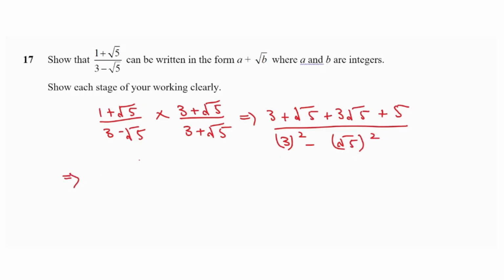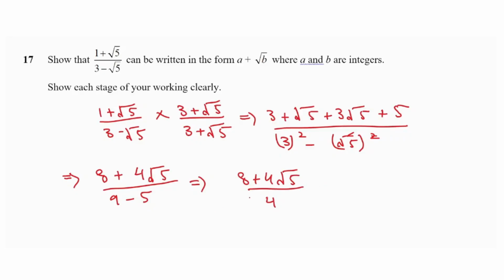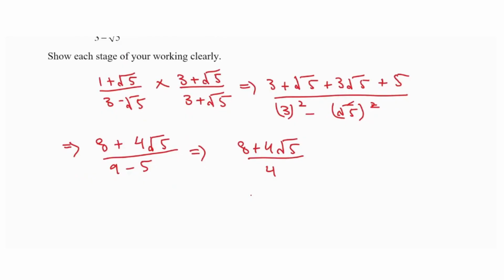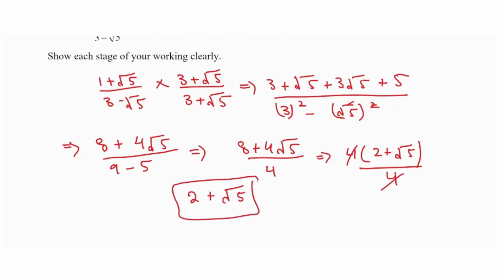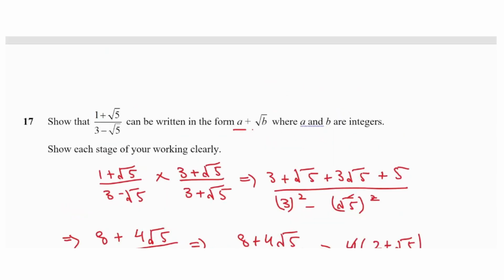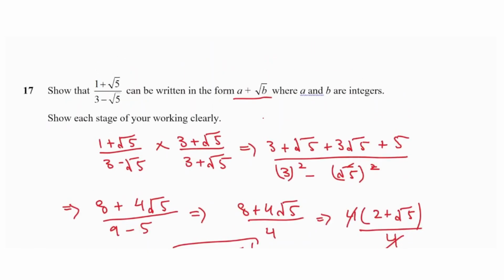Okay, let's simplify the next step. So 3 plus 5 is 8, plus root 5 plus 3 root 5, so that becomes 4 root 5. 3 squared is 9, and square root and square cancel out, so we are left over here with 5. And the next step would be 8 plus 4 root 5 over 4. So if you factorize the top bit with 4, we end up having 4 bracket 2 plus root 5 over 4, and the 4s cancel out, so we can see what is left. So we are left with 2 plus root 5. So the question says you need to write down your answer in the form of a plus root b. So a is 2 and root b is root 5.